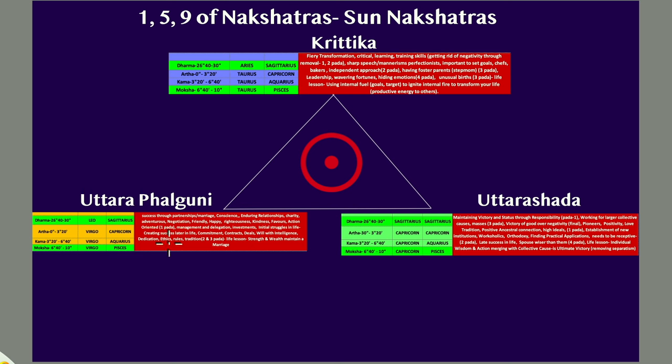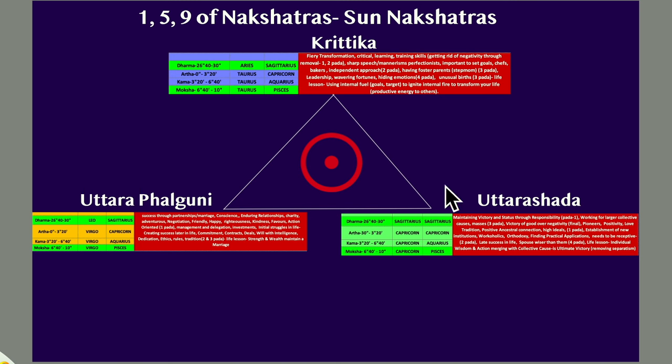So they are about ethics, rules and tradition, once again Virgo and Leo as well. Life lesson, strength and wealth maintain a marriage. So think from Purva Falguni, which was about relationships, Venus ruled Nakshatra, you jump into Sun. Now you're going to sustain a family, sustain that Leo energy, highest exaltation. Now Uttaraphalguni needs to learn how to bring about grounding Virgo. Okay? They need to do that in their life.